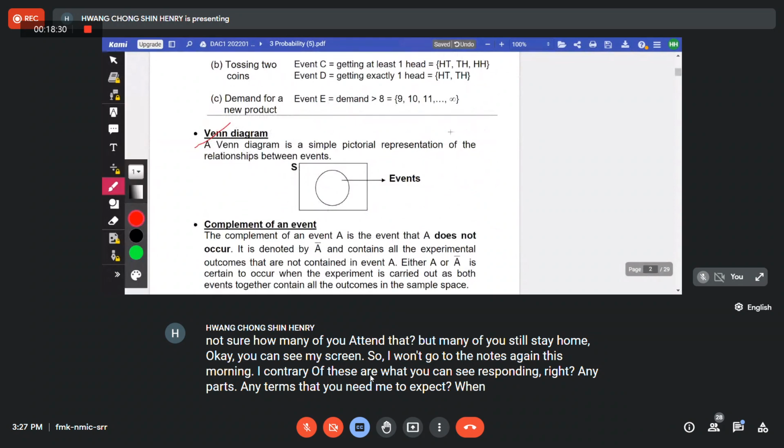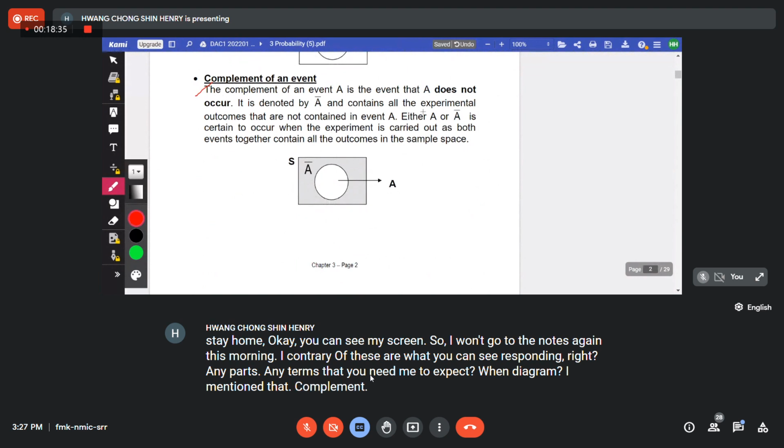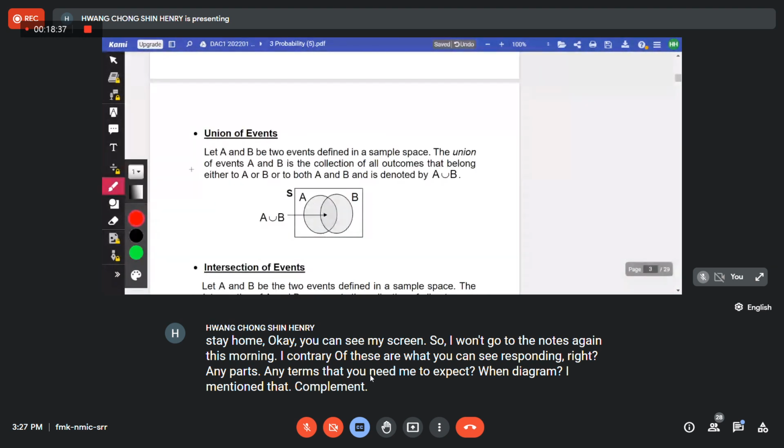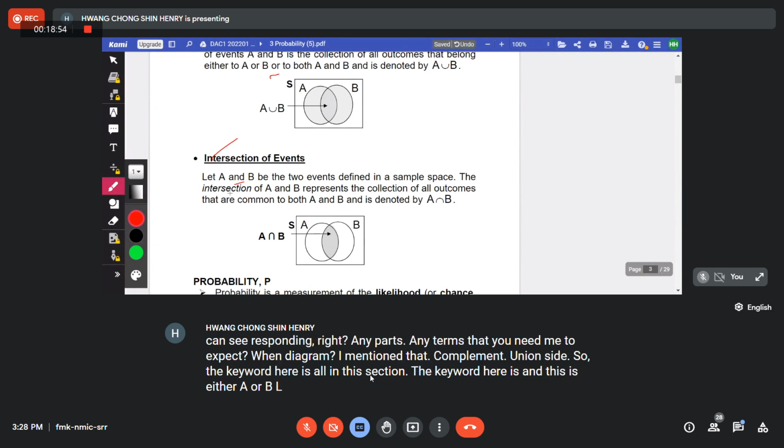Venn diagram, I mentioned that. Complement, union set. So the keyword here is or. Intersection, the keyword here is and. This is either A or B. This one is both A and B. So you use this symbol for or, this symbol for and.